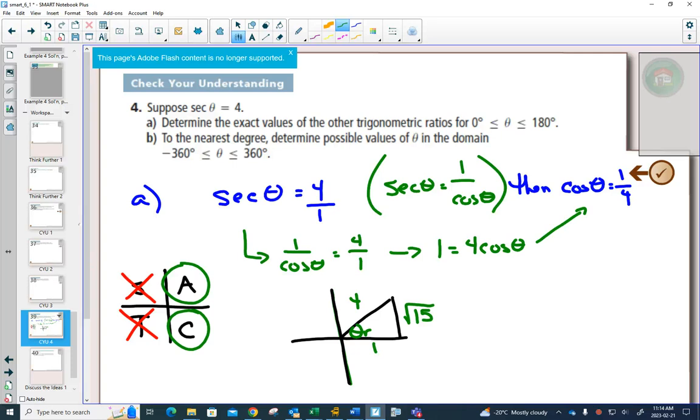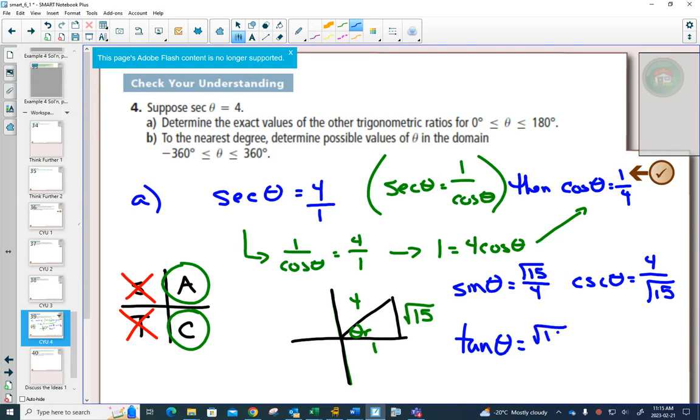And once I've drawn the triangle, I can now figure out sine of theta. Because sine of theta is opposite over hypotenuse. Root 15 over 4. And this is where, if you know sine of theta, cosecant will just be the reciprocal, using that shortcut. And from here, I know tan of theta, opposite over adjacent. And so if I know tan of theta, I can use the shortcut and write cotangent of theta.